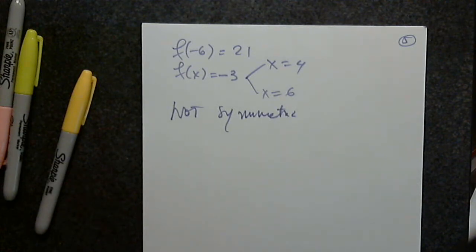A symmetric graph with respect to the y-axis has to have this identical piece in the first quadrant and the second quadrant, which is not the case here. If it's symmetric with respect to the origin, what we have in the first quadrant, we have to have a copy in the third. Or what we have in the fourth, we have to have a copy in the second, which is not the case. Are we okay with that?